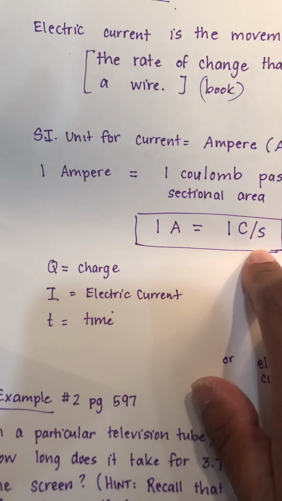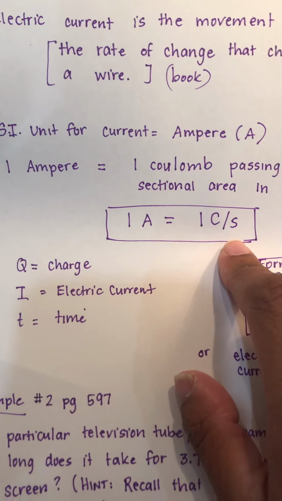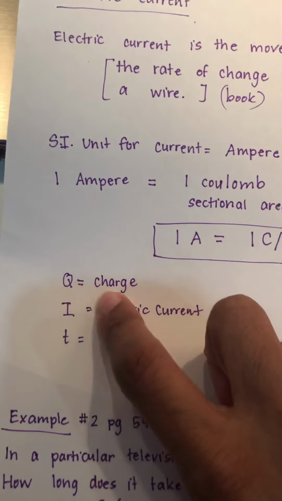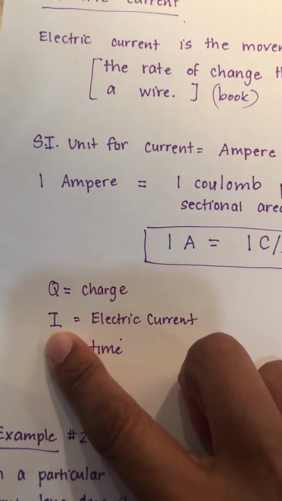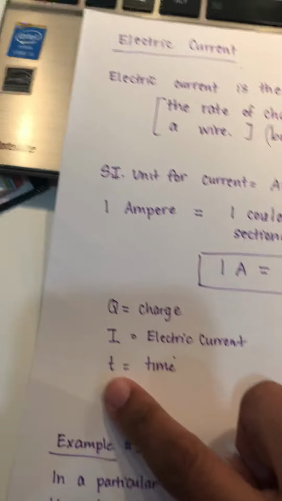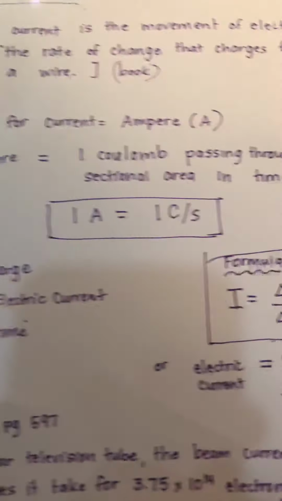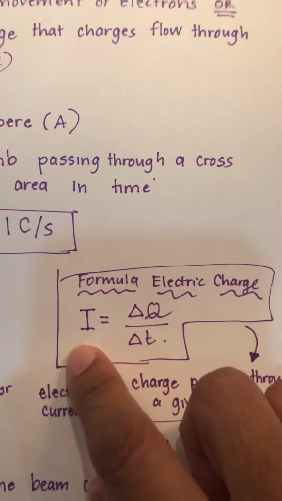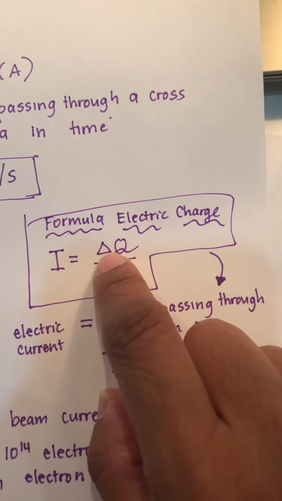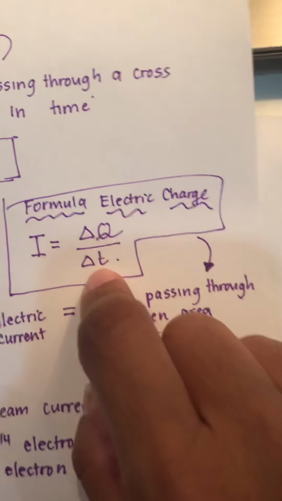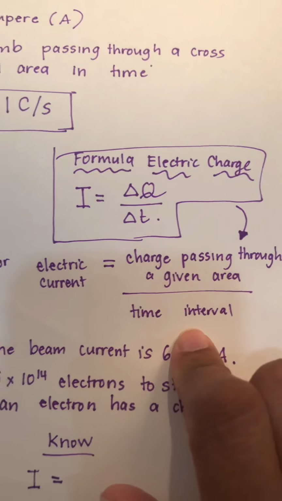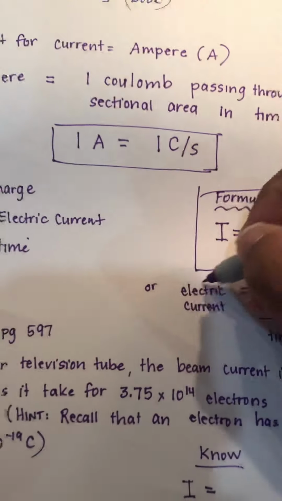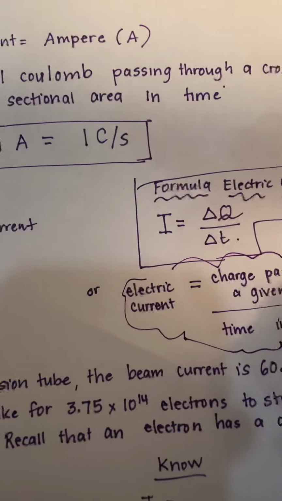So if you change that into variables, 1 ampere is equal to 1 coulomb per second. When we're talking about electric current, we give some variables. Q is the charge, and if it's the charge of the electron, it's going to be Q_e. I is the electric current, and T is time. The formula is I equals delta Q over delta T, the change of the charge over the change of time. In the book they say the charge passing through a given area over the time interval is equal to electric current. It's the same thing, just in words.